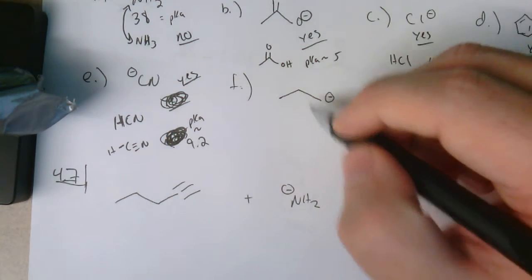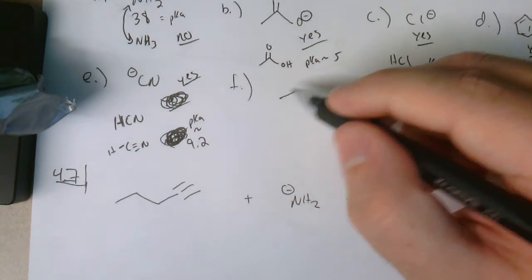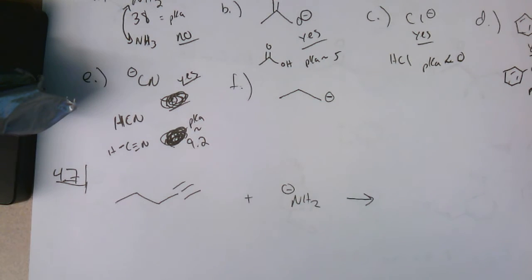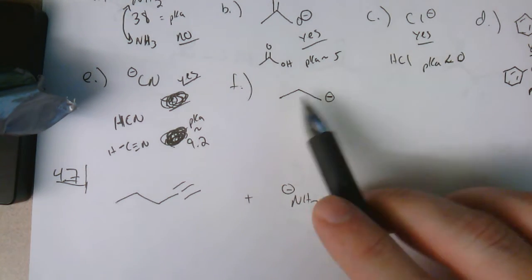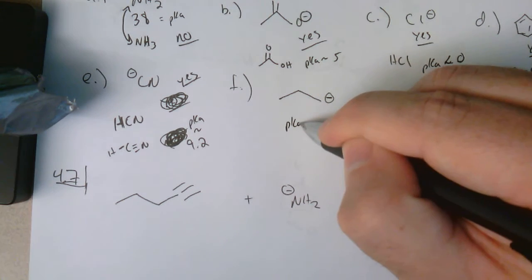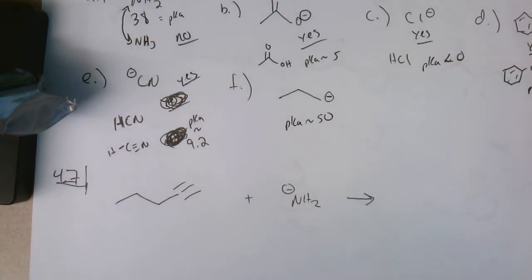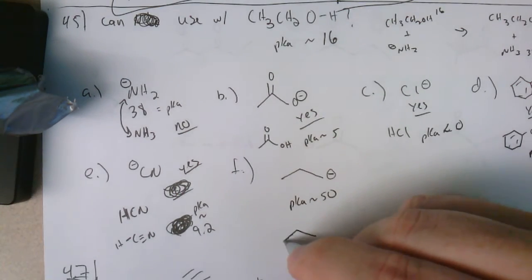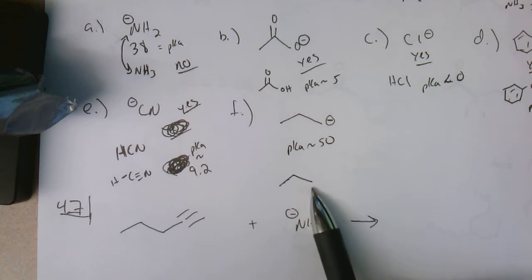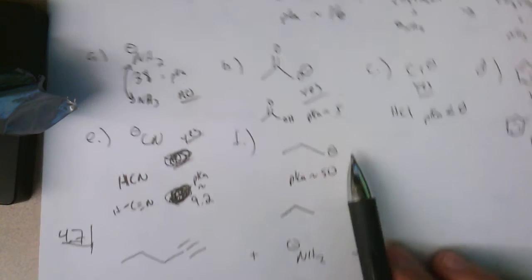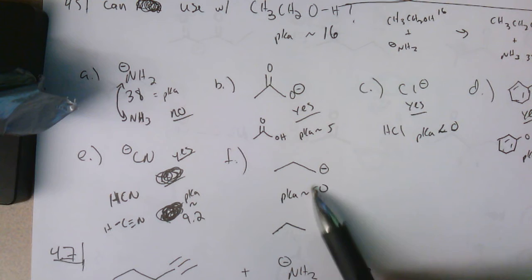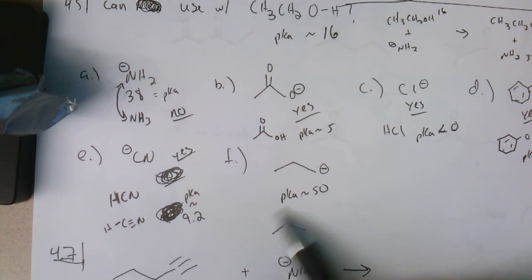Then this last one, so this is propane, right? The propane anion. This is going to be like an alkane pKa, which we said is about 50. So in this case, we're checking out the pKa of this molecule. This is my conjugate acid. This is going to be a lot more stable than this is, because this says my pKa is 50. This is my acid here, right?